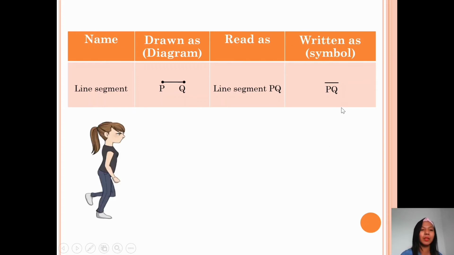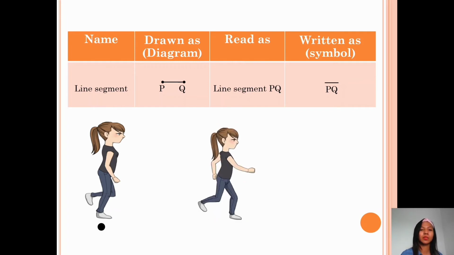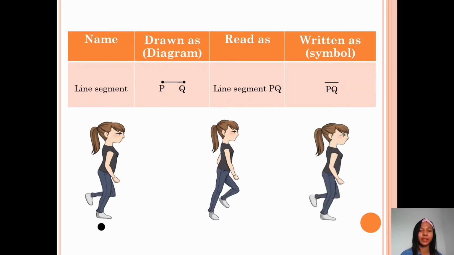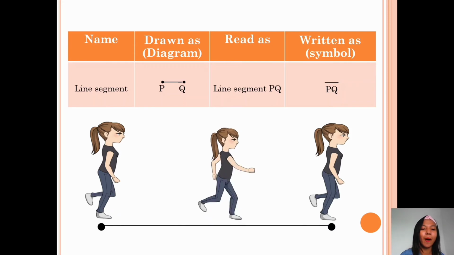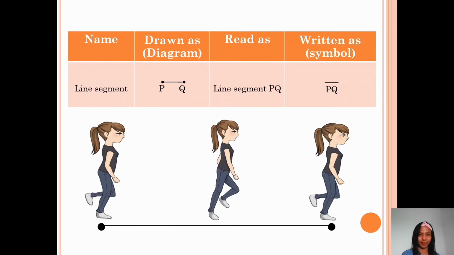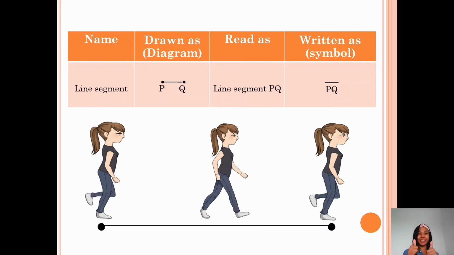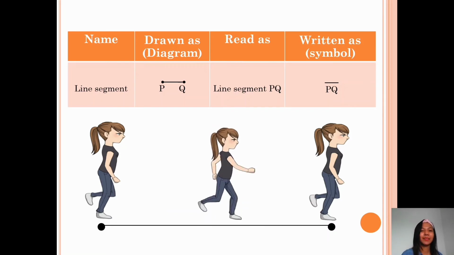Line segment example: if this girl goes from one point, walking towards the other point, this is an example of a line segment. Alright, clear?